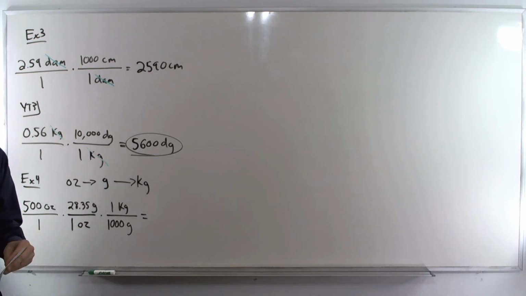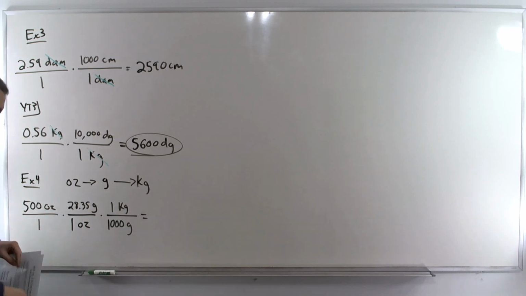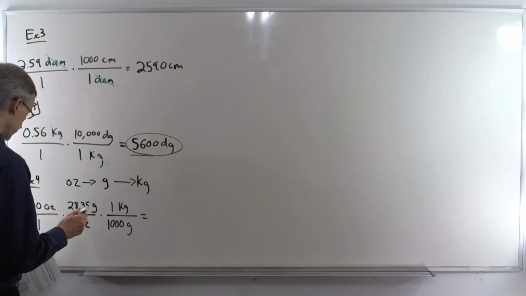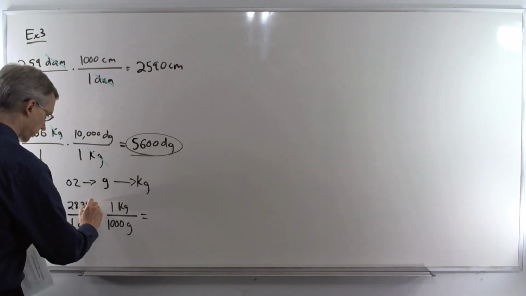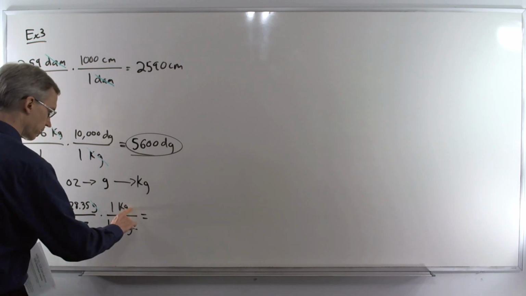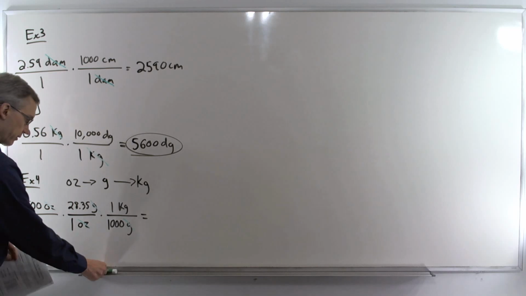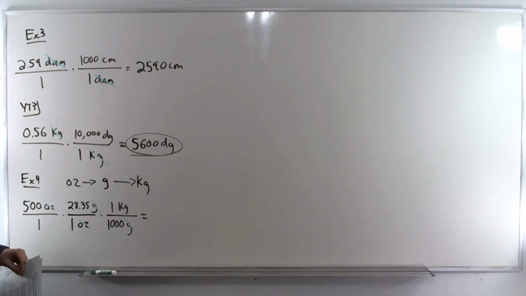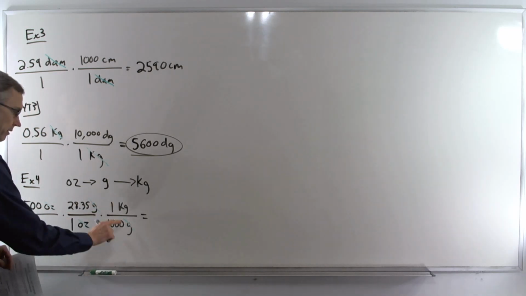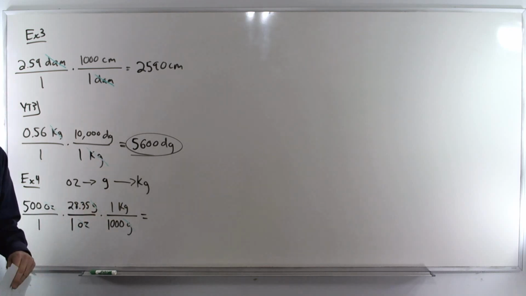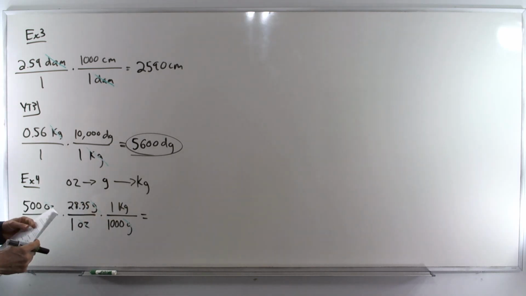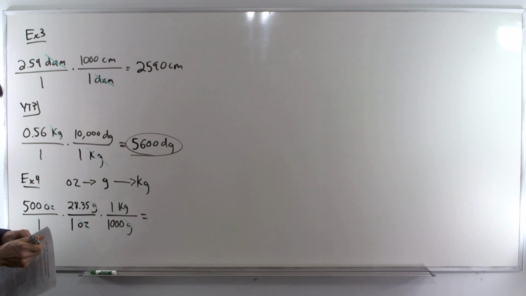Now we need to go through and make sure all the units we don't want are canceled out. We don't want ounces. Ounces are gone. We don't want grams. Grams are gone. The only units remaining are kilograms, and that's what we're looking for. So we have it set up correctly. Make sure you only cancel things on top and the bottom. Never cancel things that are on the same side of the divisor line. Now we multiply straight across.